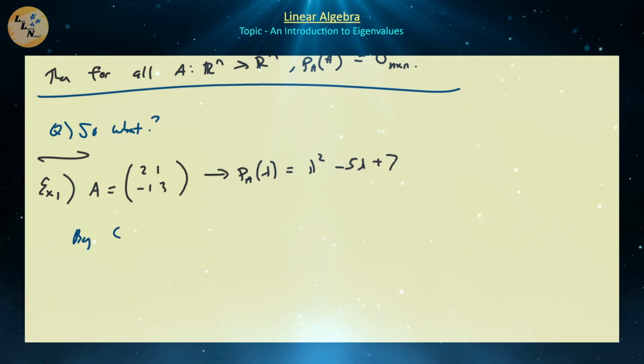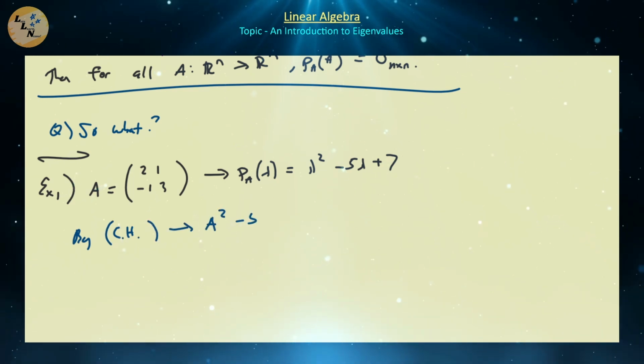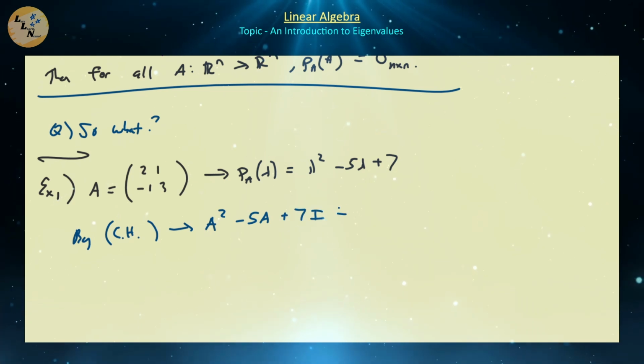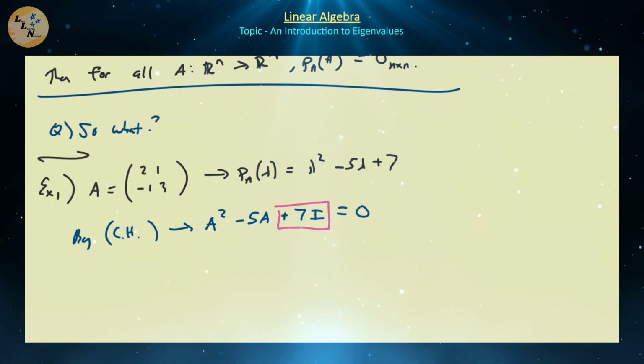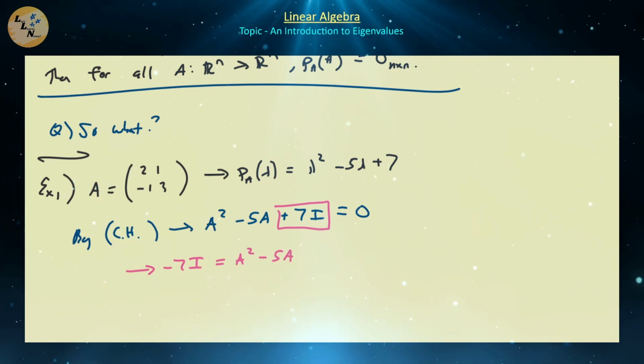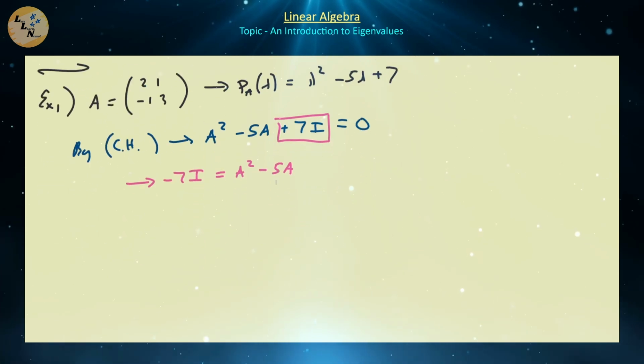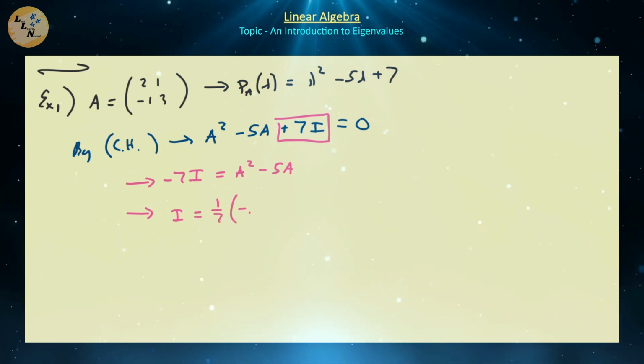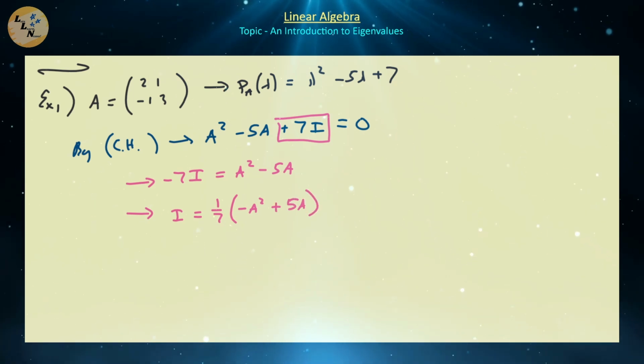So, by the Cayley-Hamilton theorem, we have that A squared minus 5A plus 7I must be equal to 0. What I'm going to do is solve for this identity matrix term, and that's going to give us minus 7 times the identity matrix is equal to A squared minus 5A. So if that's the case, then I is going to be equal to 1/7 times minus A squared, actually plus 5A.